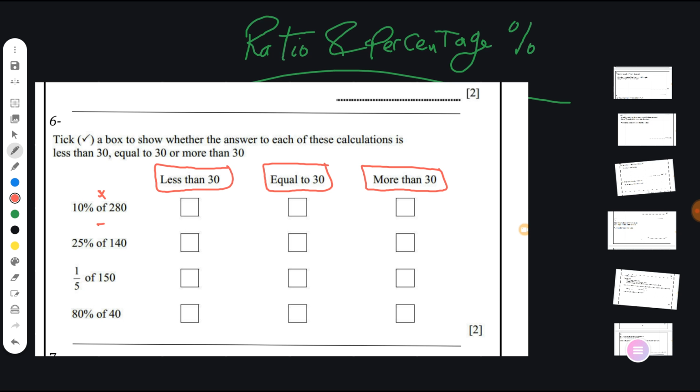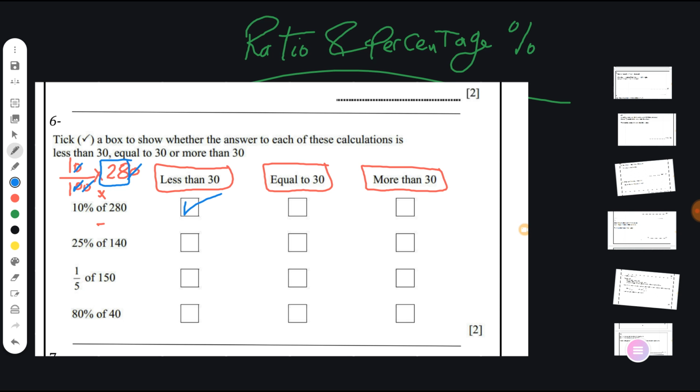The percentage is a ratio. Its denominator is always 100. And because this is 10%, it will be 10 over 100. Of means multiply 280. Now I can delete 1 0 with 1 0, 1 0 with 1 0. Now the remaining is 28. Exactly. 28 is less than 30, so the first one we will check here.